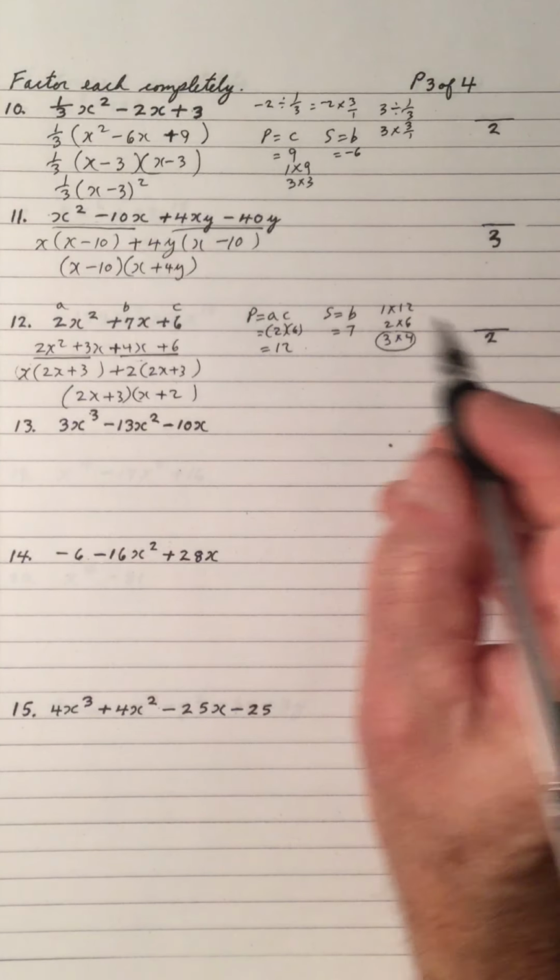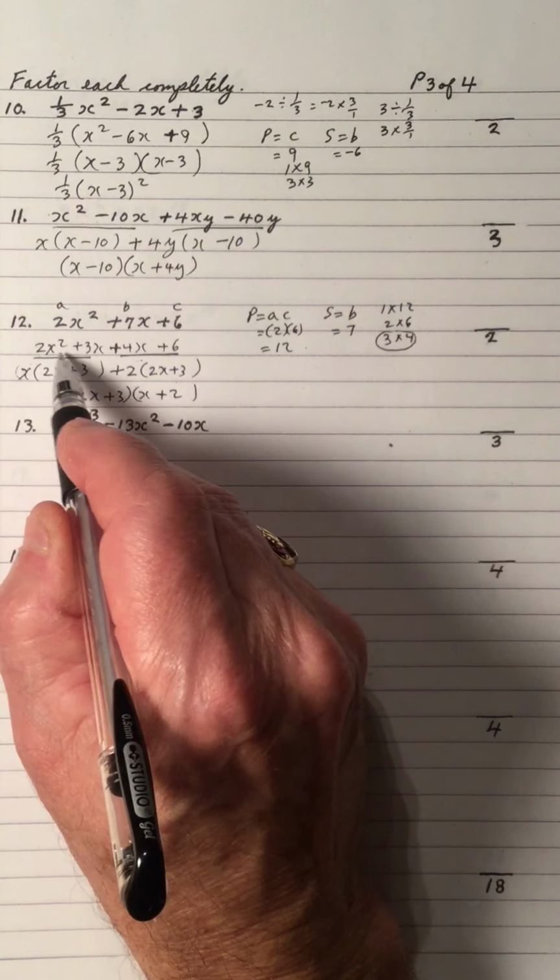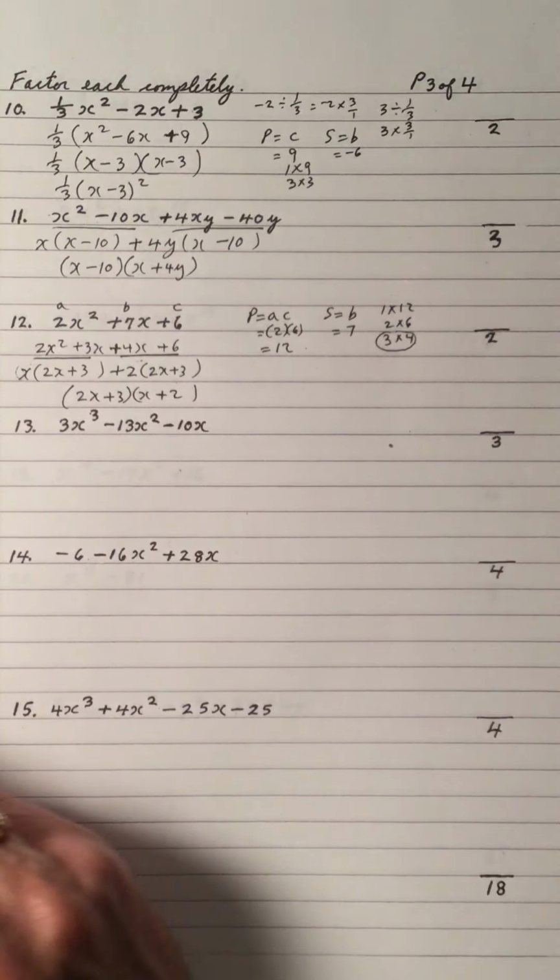And we have 2 marks. Again, one for this line here, and then one for this. So 2 altogether.